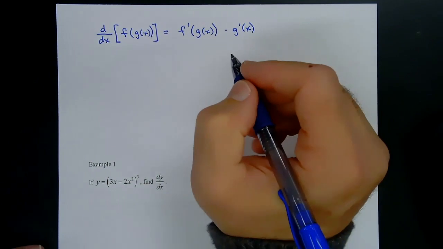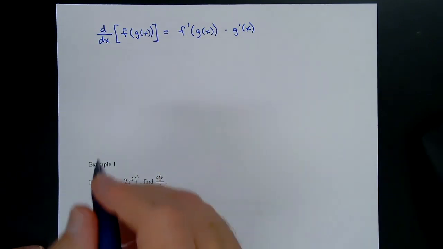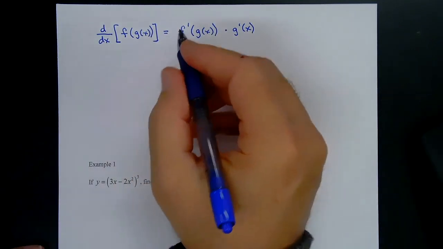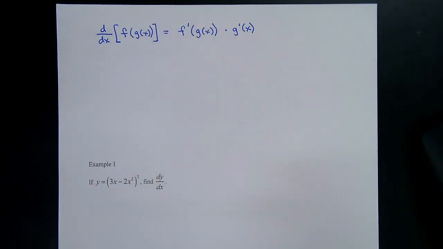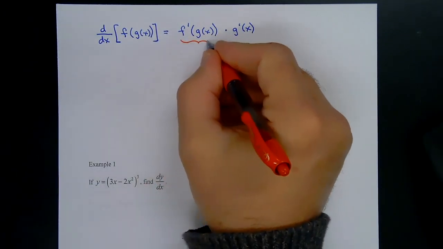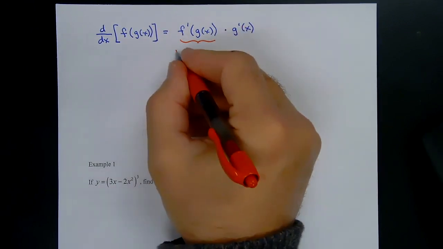All right. Okay, so now, let me say this, let me grab a different color. This right here is the derivative of the outside function.